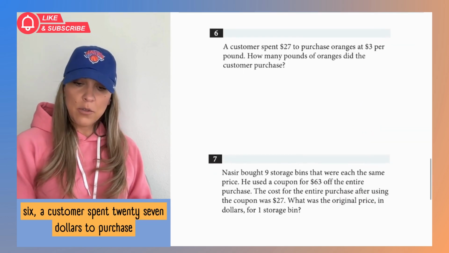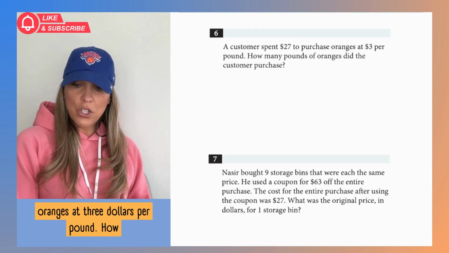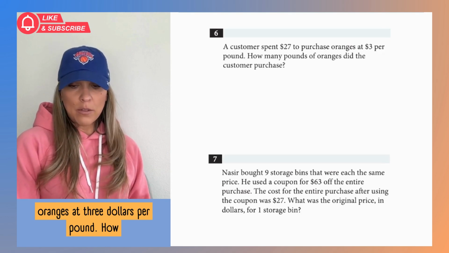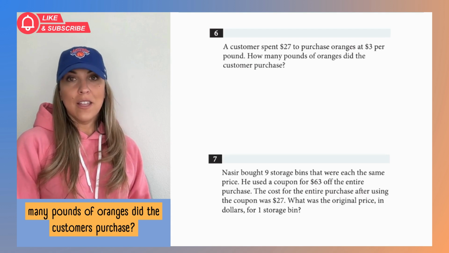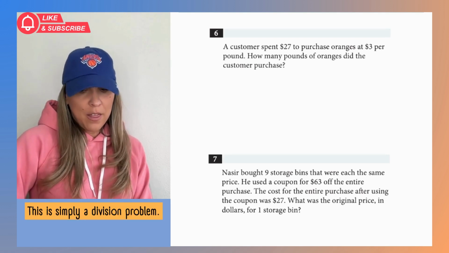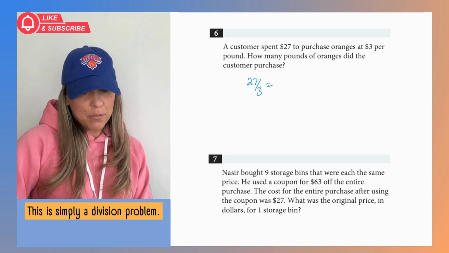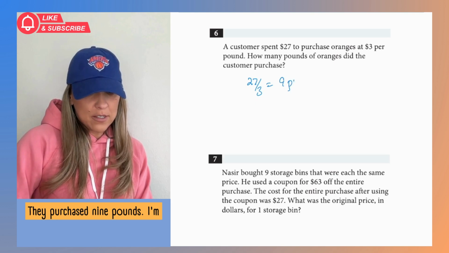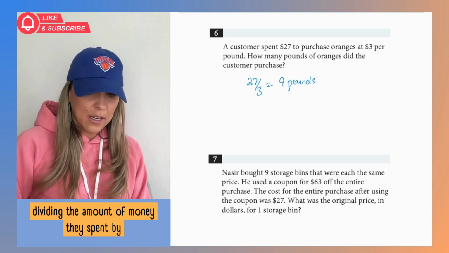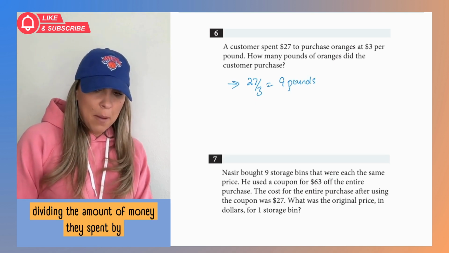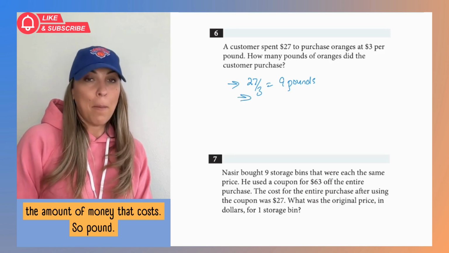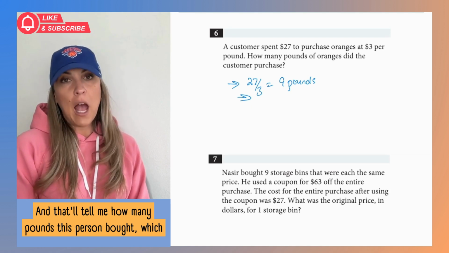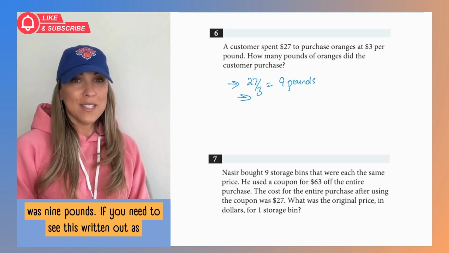Number 6, a customer spent $27 to purchase oranges at $3 per pound. How many pounds of oranges did the customer purchase? This is simply a division problem. They purchased 9 pounds. I'm dividing the amount of money they spent by the amount of money that it costs per pound, and that'll tell me how many pounds this person bought, which was 9 pounds.